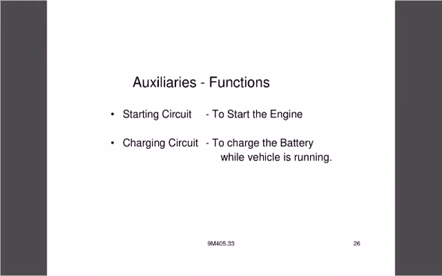So the next is the charging circuit. Previously we started the vehicle using the self motor. This self motor is driven by means of a battery. The necessary current for the self motor is supplied by this battery. Similarly, all the lighting systems of the vehicle are dependent on the battery. So in order to charge this battery, a charging circuit is necessary. This charging circuit charges the battery when the vehicle is running.